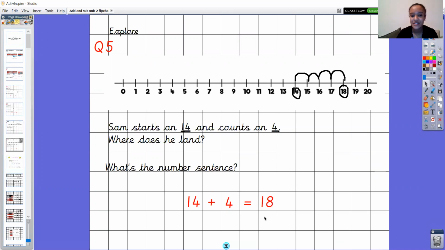Now, if you want to challenge yourself further, I wonder if you can think of any more number sentences that you could write that would give you numbers that add up to 20. So that's your challenge if you would like to.